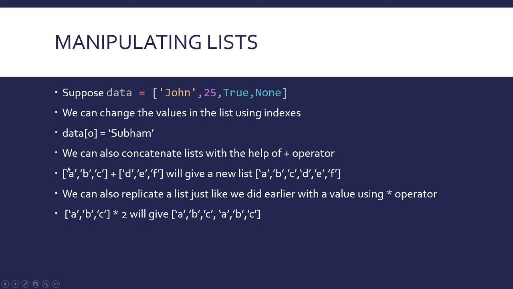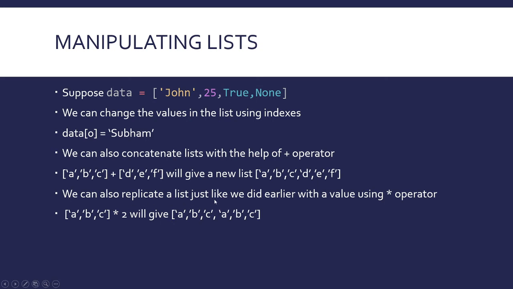If we give one list plus another list, then the two lists will be concatenated into a new list that will contain all the 6 elements. So 3 plus 3, these are 6 elements. It is very easy to concatenate lists by using the plus operator.